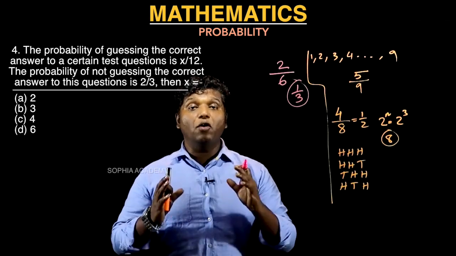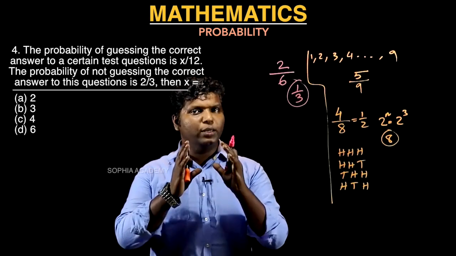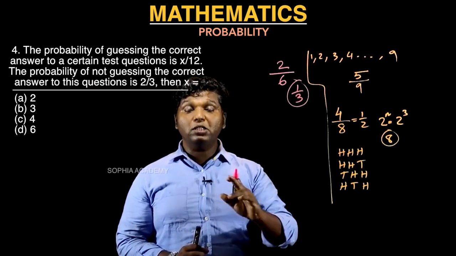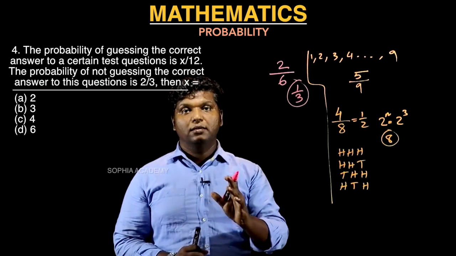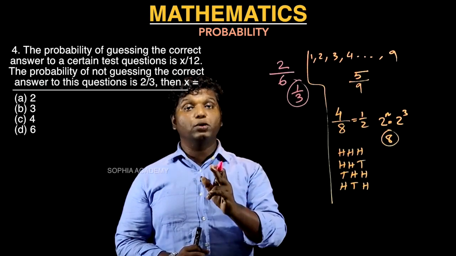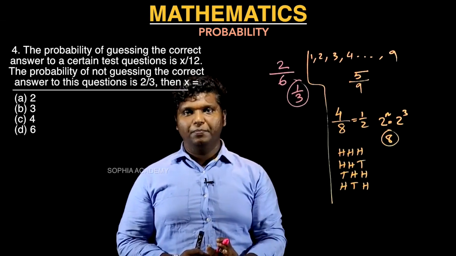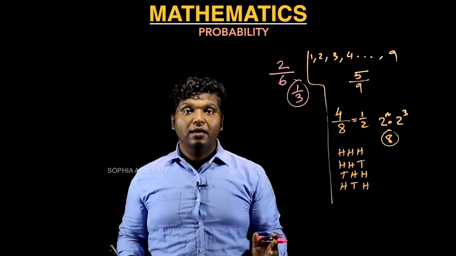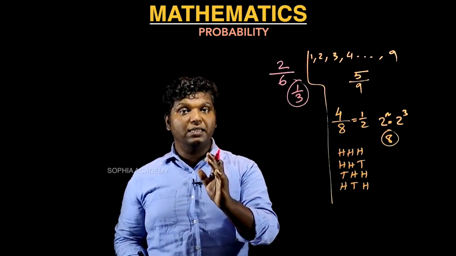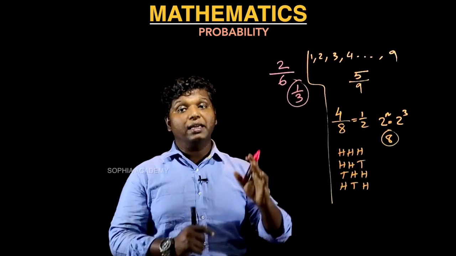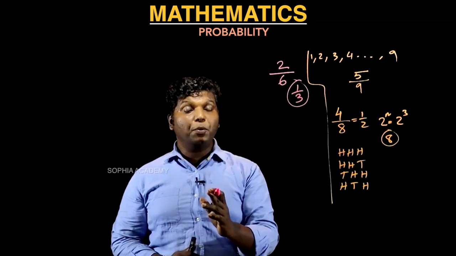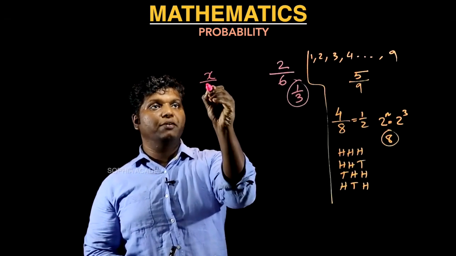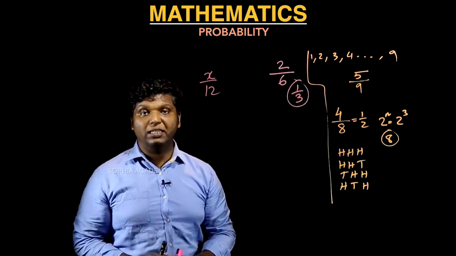The probability of guessing the correct answer to a certain question is x by 12. The probability of not guessing the correct answer to this question is 2 by 3. That means a question is being asked, and there is a probability mentioned here that the guess is correct. What is the probability given? It is x by 12. So x by 12 is the probability given.